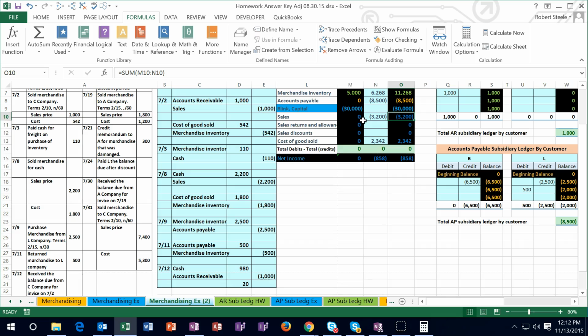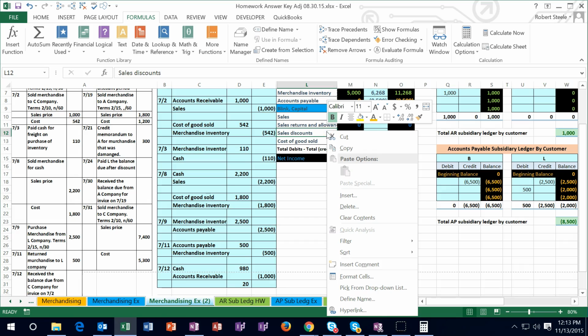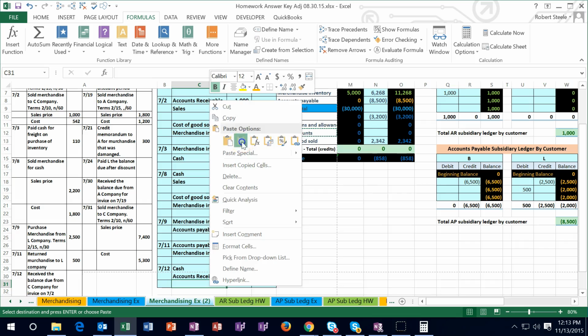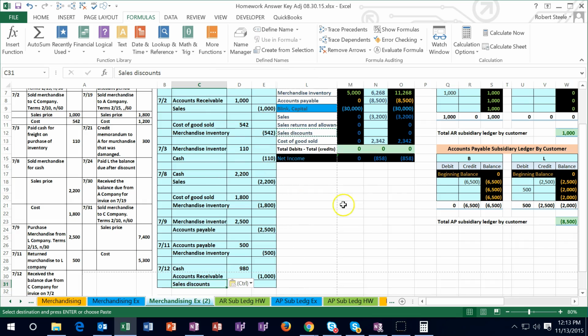So we made up another account. It's kind of a contra sales account because it's really going to go in the sales area on the income statement, but it's going to act like an expense, meaning it's going to have a debit balance. It's going to bring down net income. So I'm going to copy that. I'm going to paste it 1, 2, 3. Okay, so let's post this out.